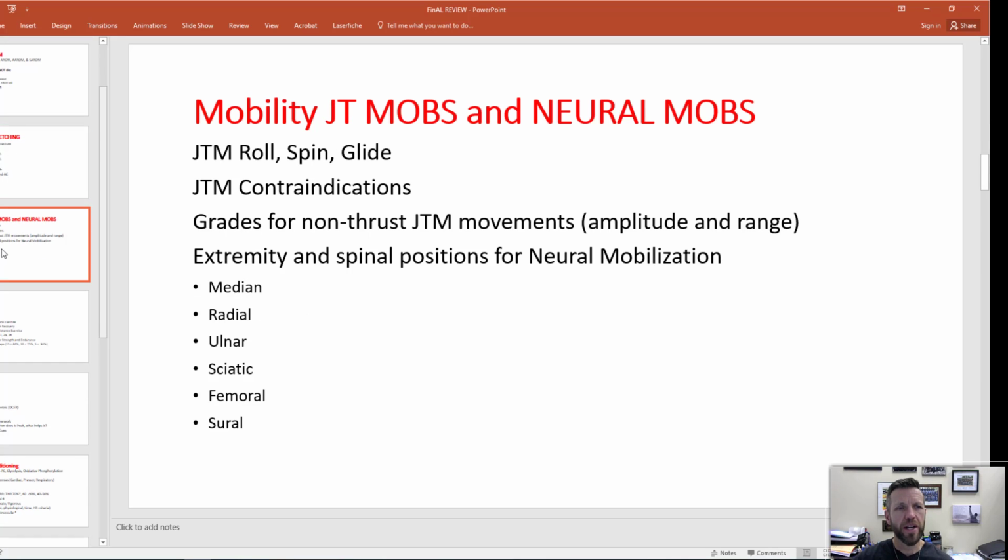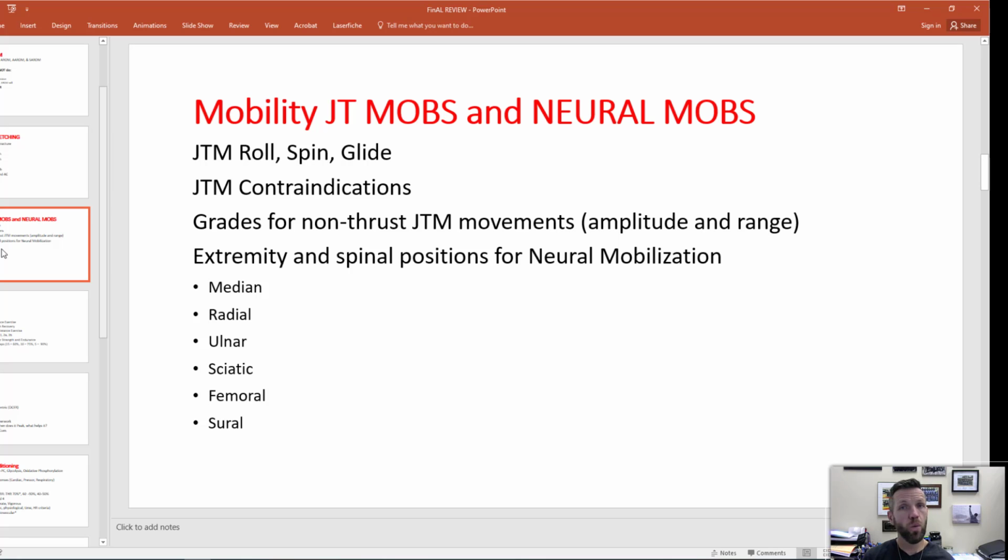All right, so next on our list was joint mobs and neural mobs. And we really reinforced a couple of key things on joint mobs. Number one, you need to know what your roll, spin, and glide are, and that's the way we do joint mobs. I know a lot of you have participated in patellar joint mobs, right? And so when you do a patellar joint mob, you're doing a glide, which is basically just taking the joint and moving it across its surface area, right?